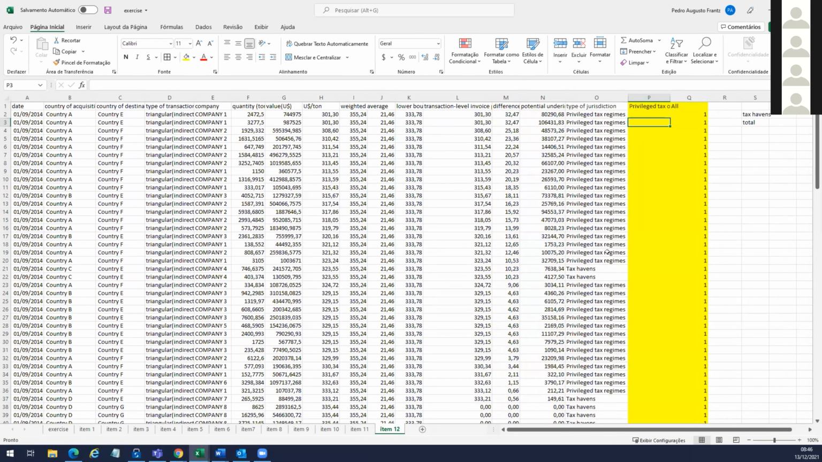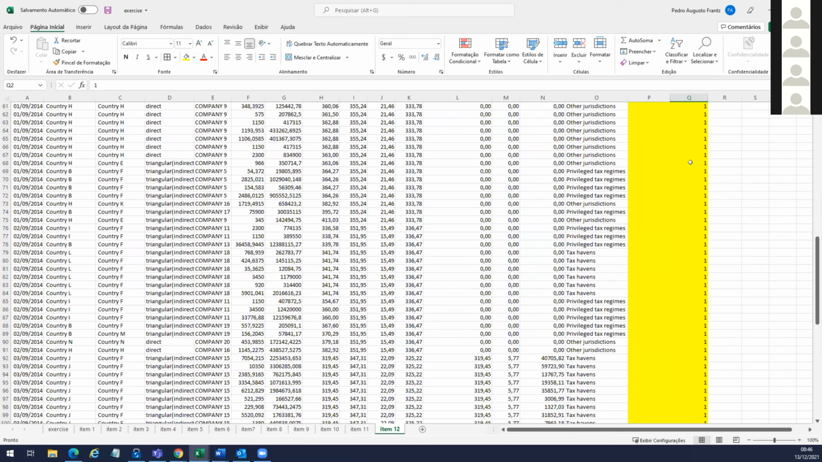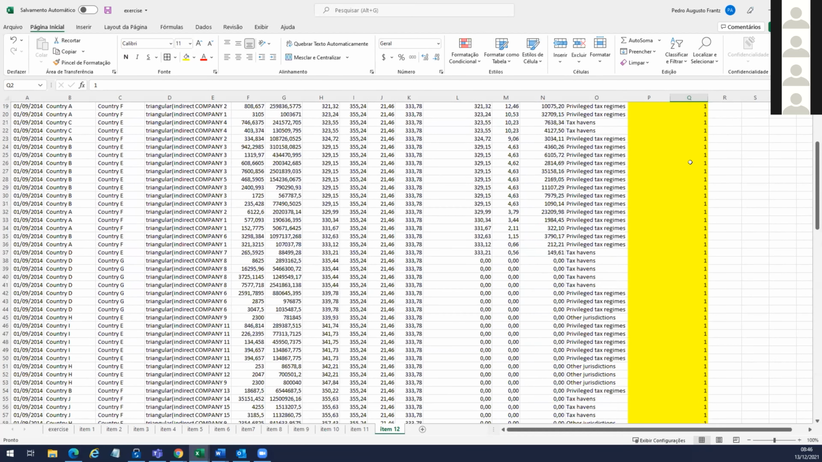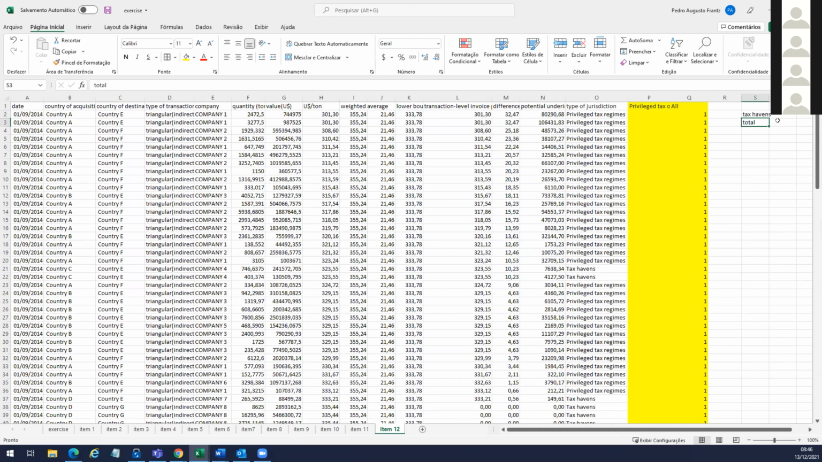Well, here in the O column, we have the type of jurisdiction. In Q column, we put 1 in all the lines. It is the total of transactions. I will sum the total of transactions. 135 transactions. But I need to calculate how much of that are with privileged tax regimes or tax havens. Then I will make a calc here.